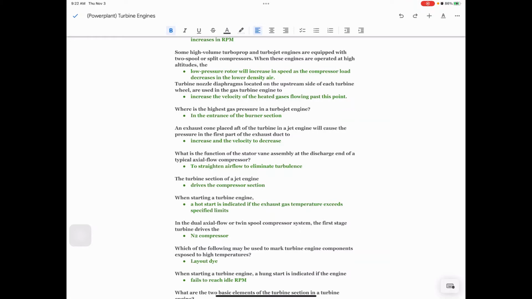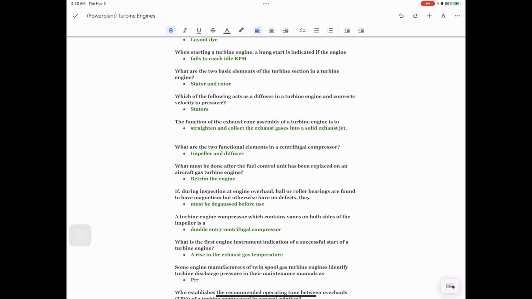When starting a turbine engine, a hot start is indicated if the exhaust gas temperature exceeds specified limits. In the dual-axial flow or twin-spool compressor system, the first stage turbine drives the N2 compressor. Which of the following may be used to mark turbine engine components exposed to high temperatures? Layout dye. When starting a turbine engine, a hung start is indicated if the engine fails to reach idle RPM.